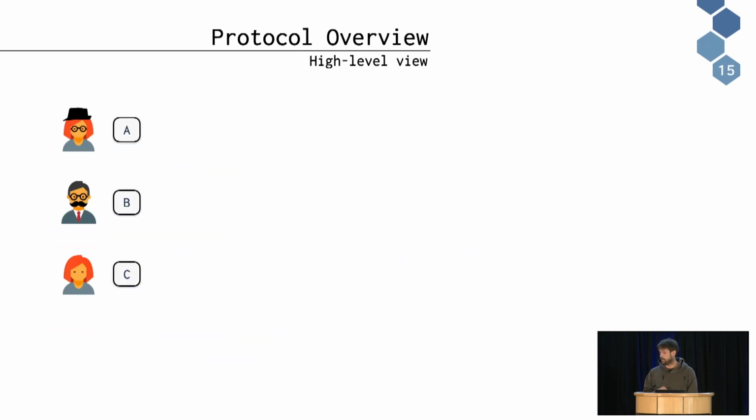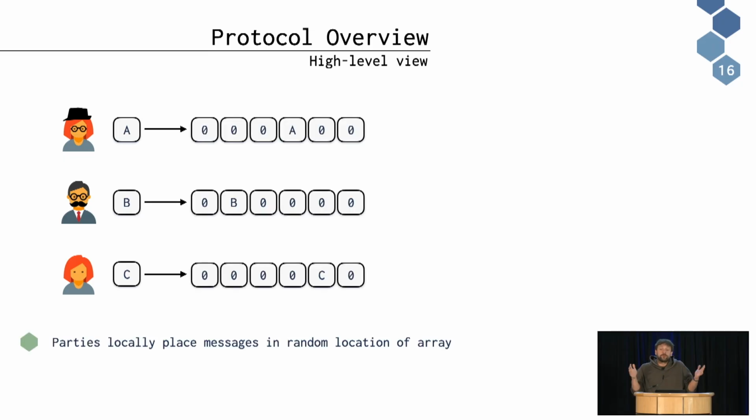Okay, so I'll explain on a very high level how the protocol works. So we have 3 parties here, and they have messages A, B, and C. And the first thing that they do is locally put this message in a random location in an array. Okay, so Alice generates a long array, which is 0 everywhere, and then it just places the message A at some random location here.